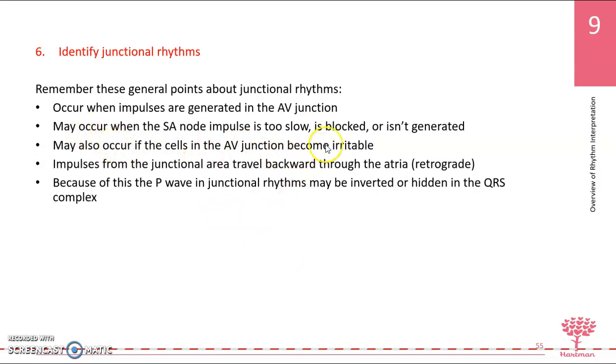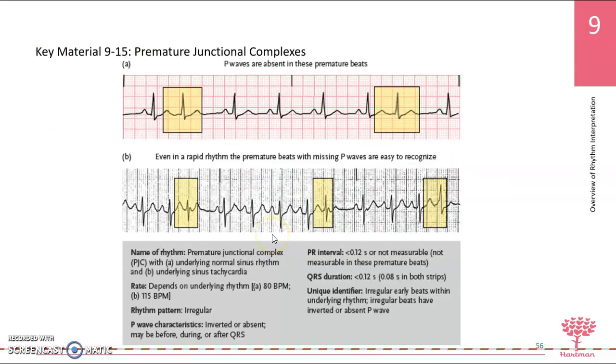Just remember, like I was mentioning, this impulse is occurring right around the AV junction. So the SA node is too slow, or it's blocked, or it's not happening at all. That's why the P wave is going to be different in the junctional rhythm. That's what gives the junctional rhythm away.